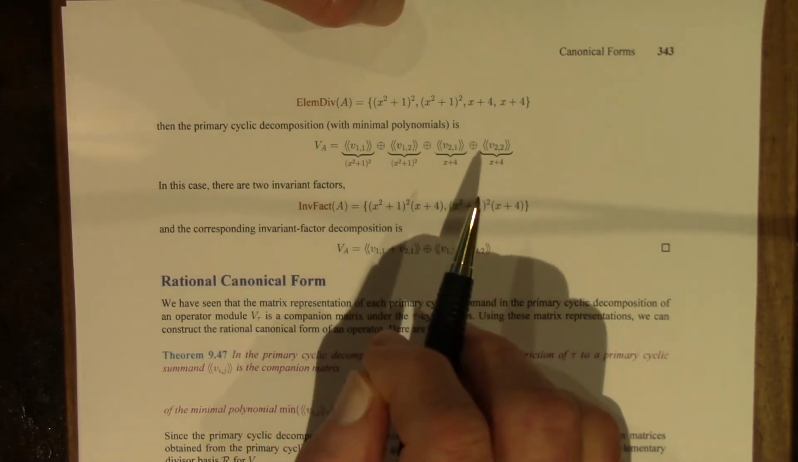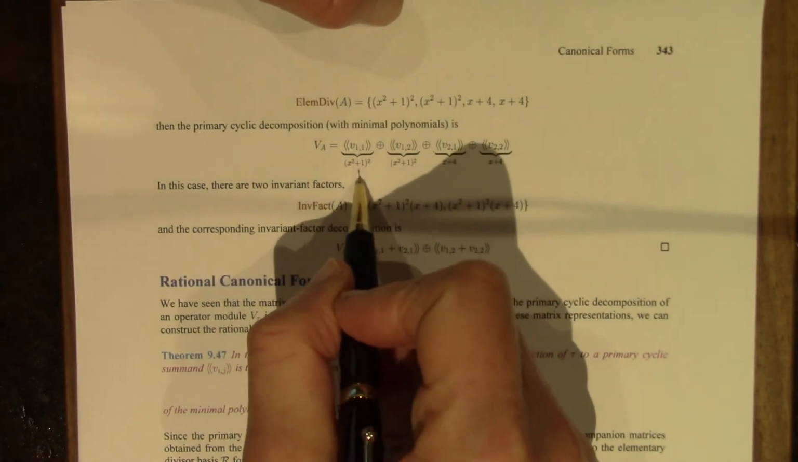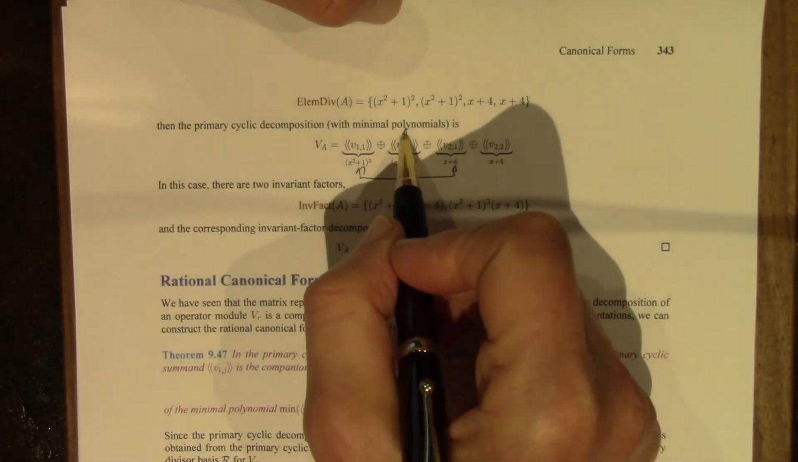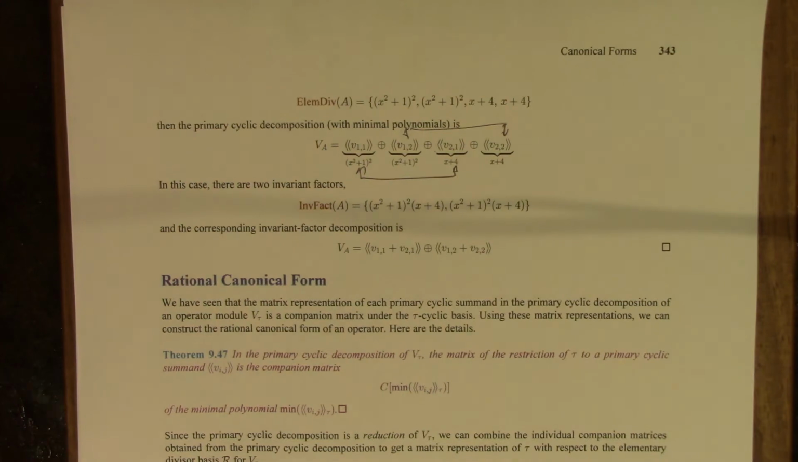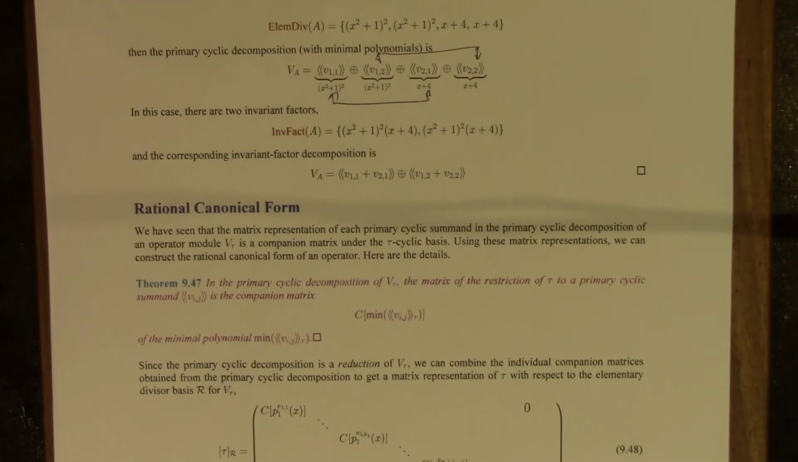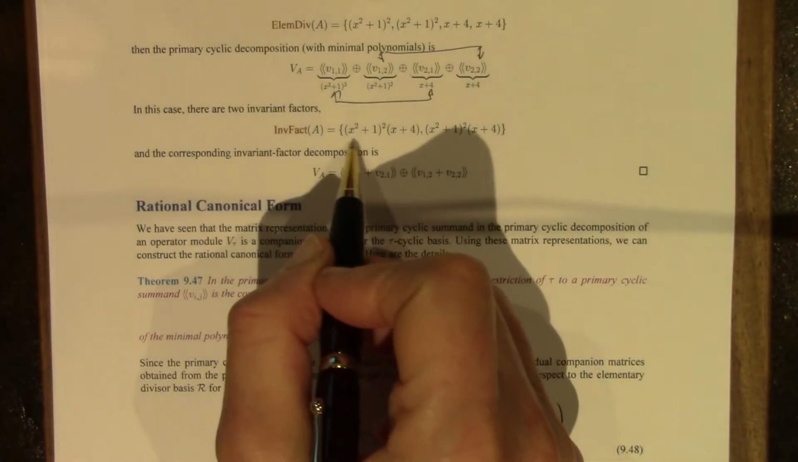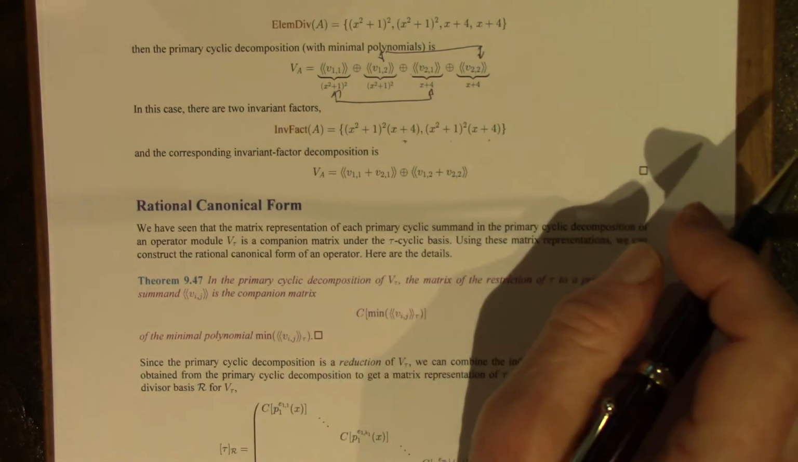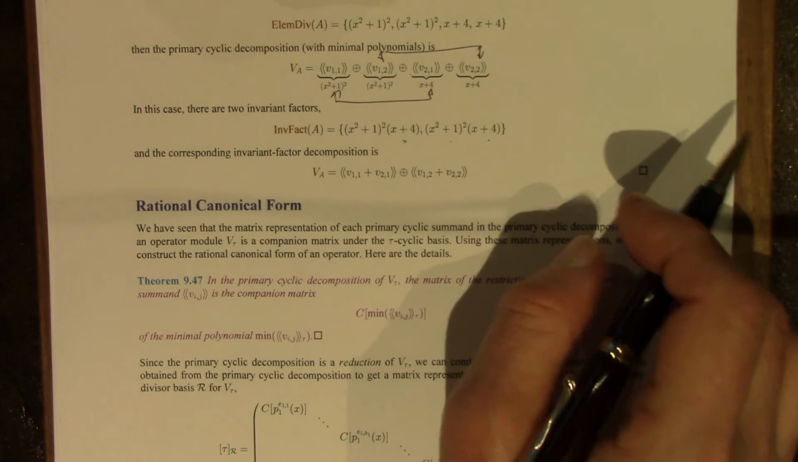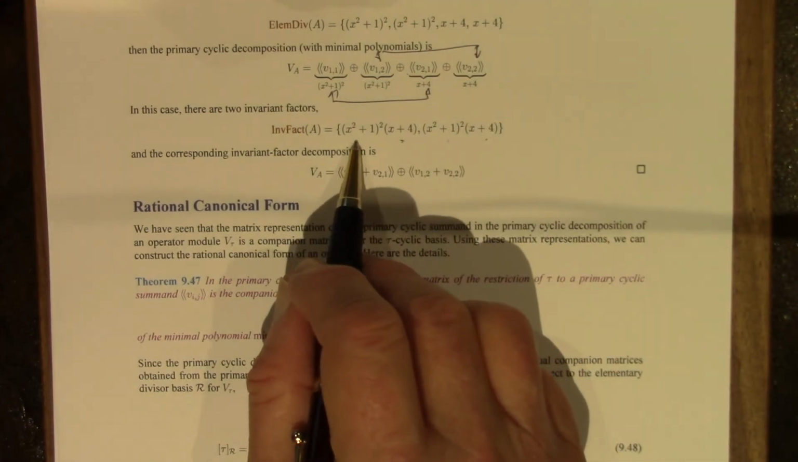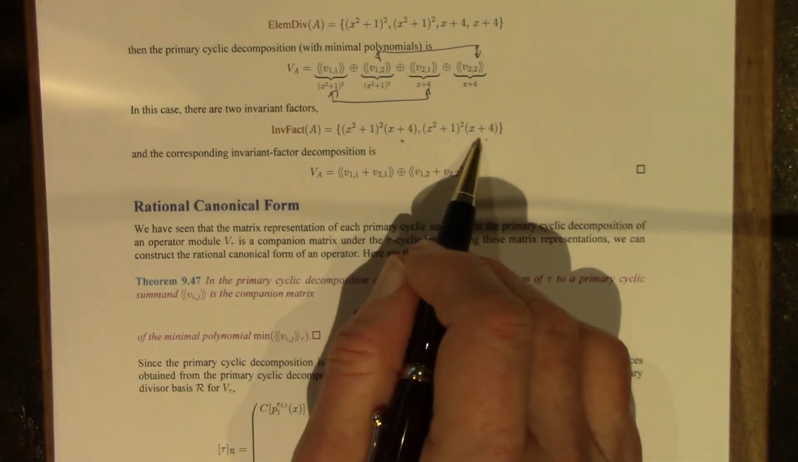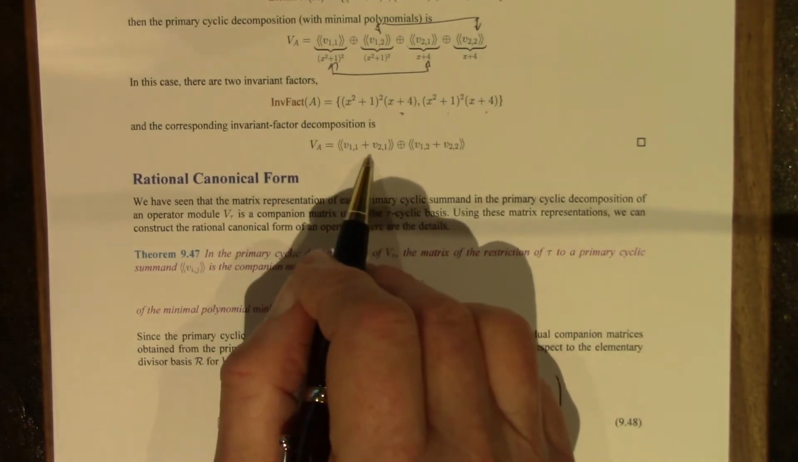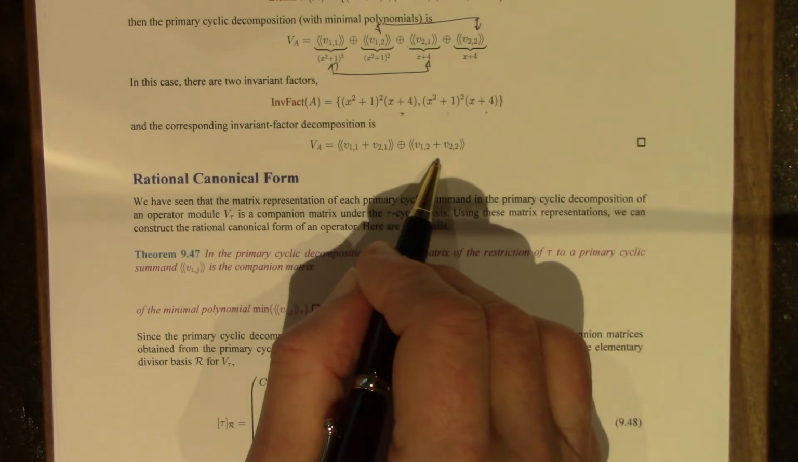There are 2 invariant factors. These two would be in the first column, and these 2 would be in the second column of the table we constructed. So this is one invariant factor, and this is the other. And as I glance over this, I see they are the same. Okay. The corresponding invariant factor decomposition looks like this.